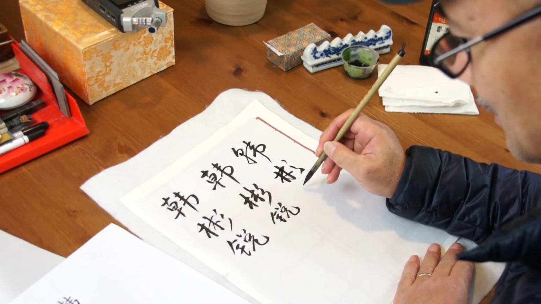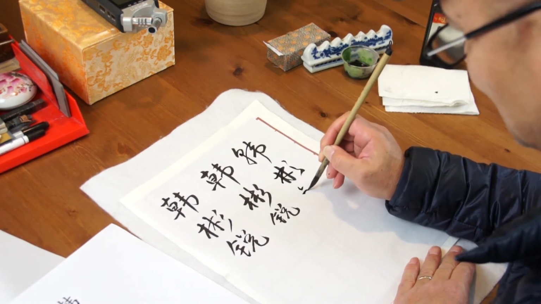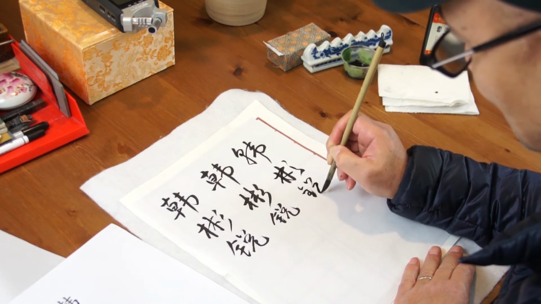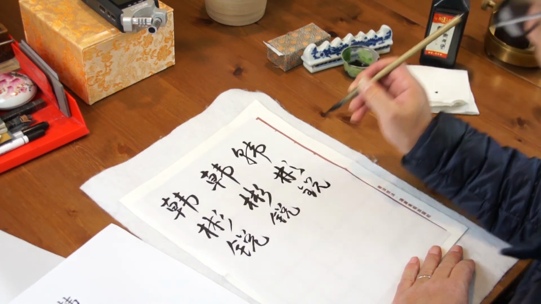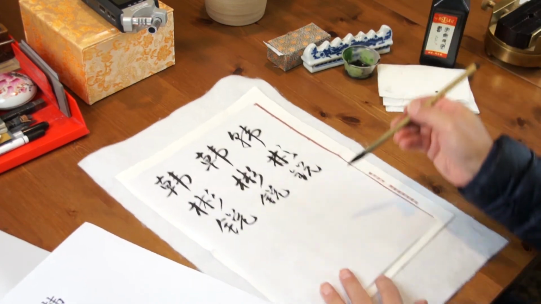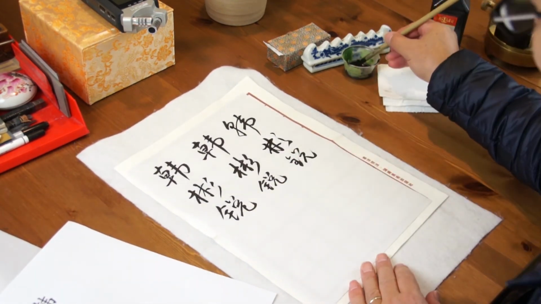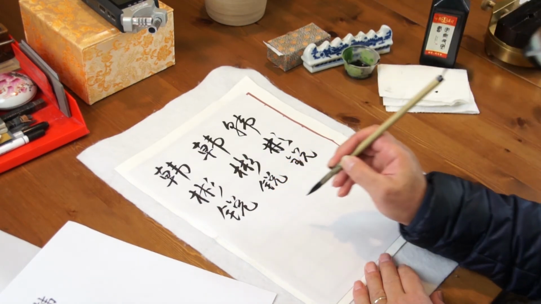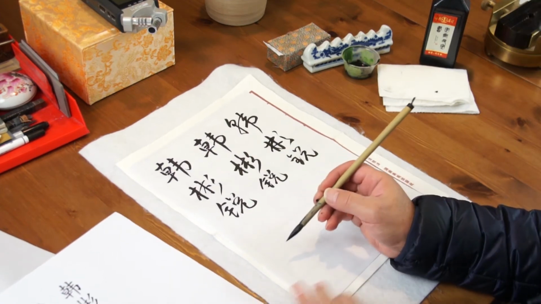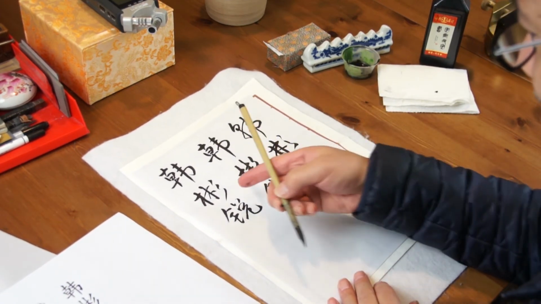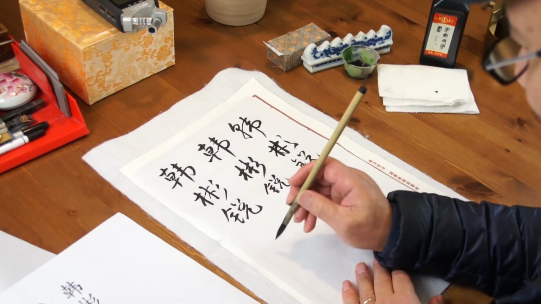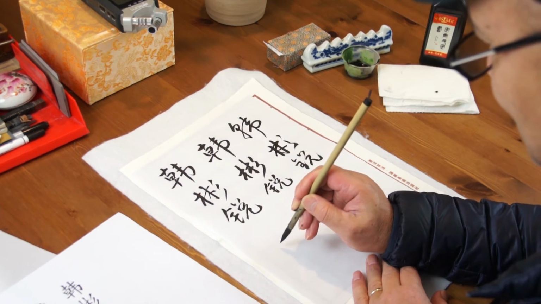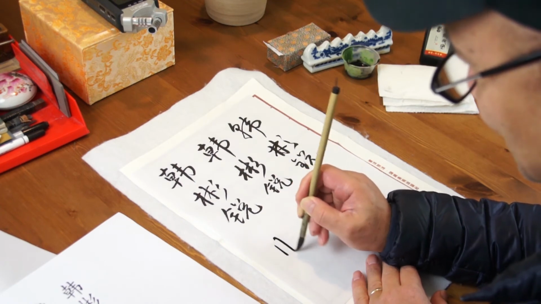Okay, and then this one, like that. Let me repeat here. In a signature on a painting, you can just write the first name. You don't have to write the full name. So I will just show you the second and third characters.